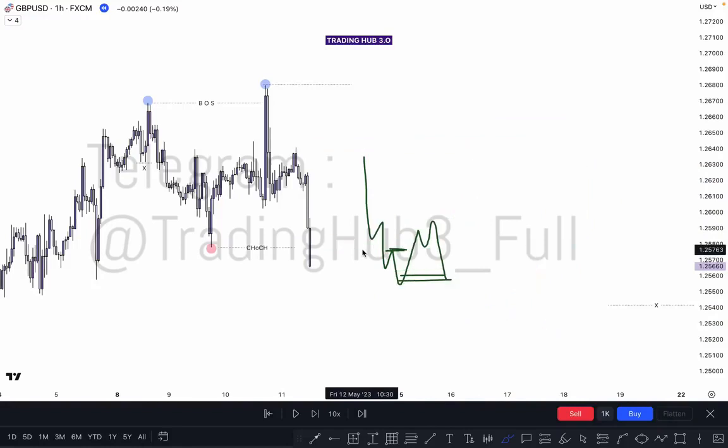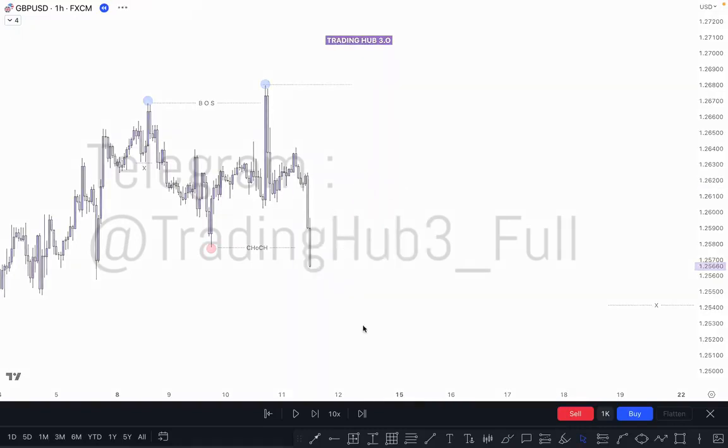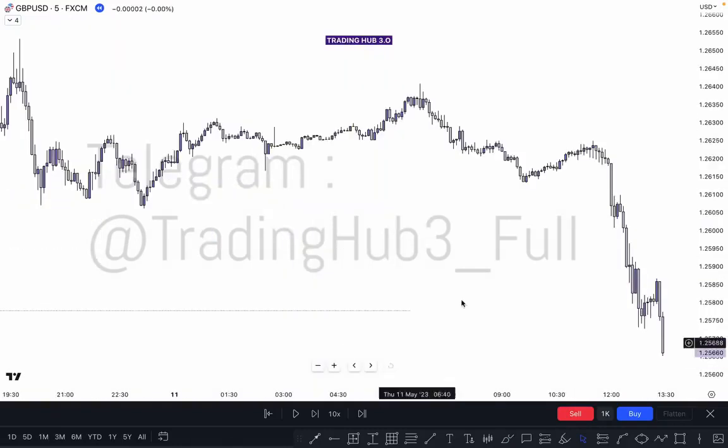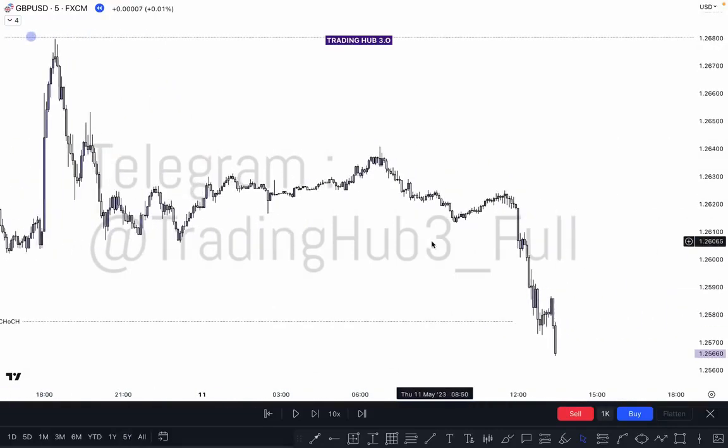And this is our change of character, and we are going to switch here to a 5-minute time frame because we are using 1 hour. Then you have to switch to a 5-minute time frame to see exactly what is happening here and how we can deal with it. Look at this one. This is very important. If you are not able to understand this, you can rewatch this chapter again and again. This will help you a lot.